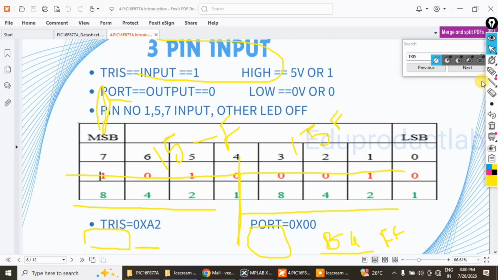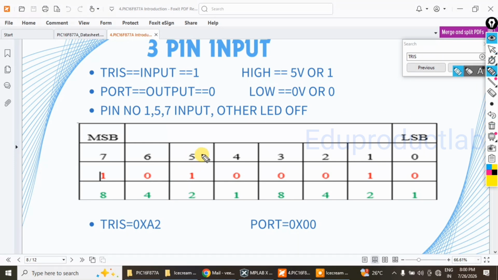Here, 3 pins are input and all other pins are output direction. I want to select 3 input pins: 1, 5 and 7. I can split it into the first 4 bits. Then 1, 5, 7 means bit 1 is 1, bit 5 is 1, and bit 7 is also 1. The other bits are 0, so that value is 0. Here it is 2. Here 2 plus 8, 8 plus 2 is 10, so the equivalent value is A.